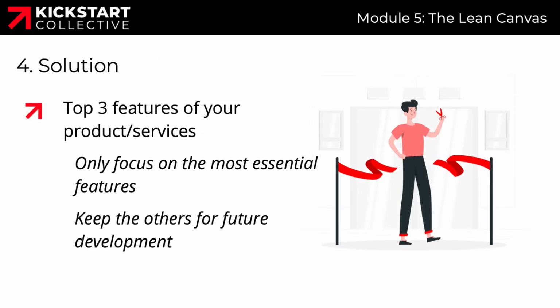In the solution section, you list the top 3 features of your product or service that help you solve the problems you have identified in section 1. It might be useful to note down what features are connected to what problem. It is likely that you have a lot more features than just 3. Although it is good to have a backlog of features for future development, in order to launch quickly and learn from the market as fast as possible, it is essential that you focus on the most essential features.